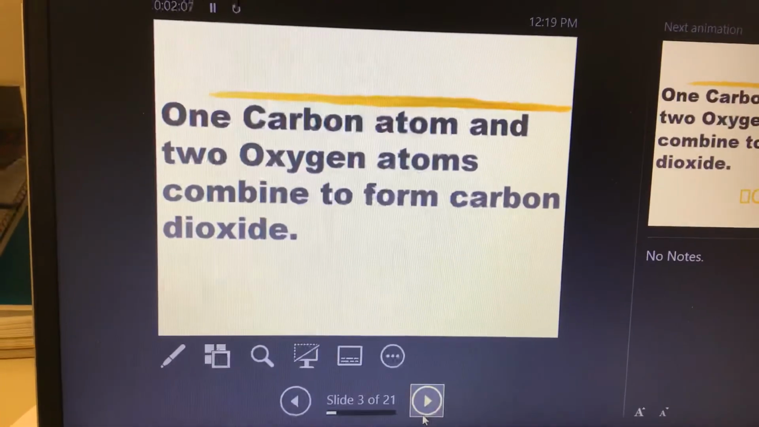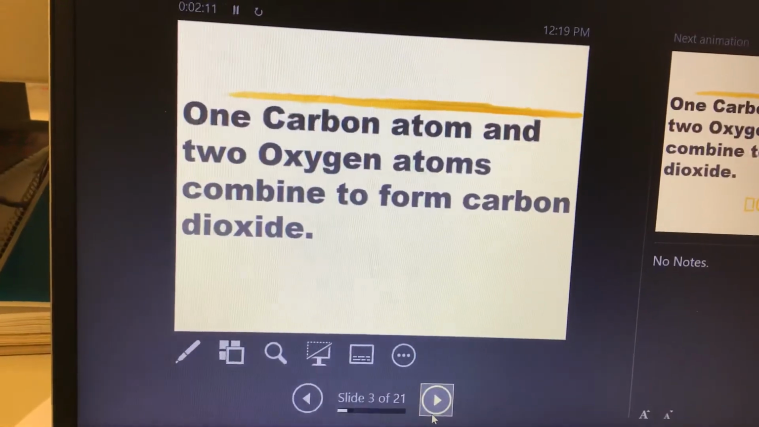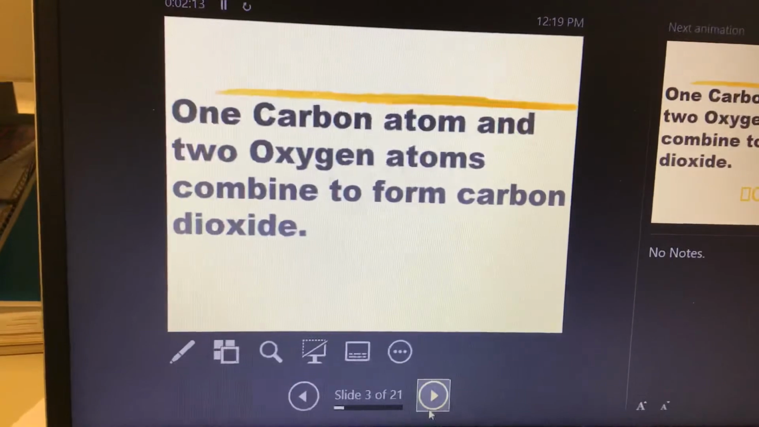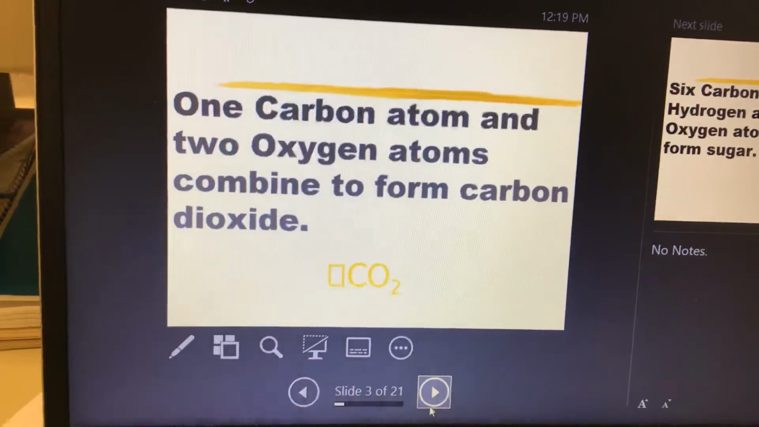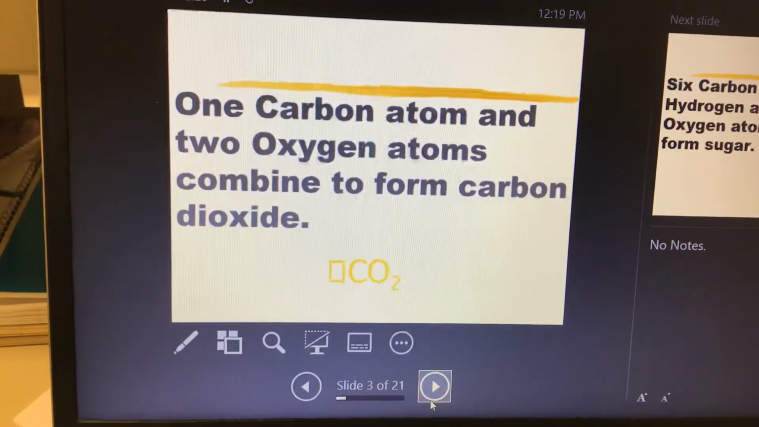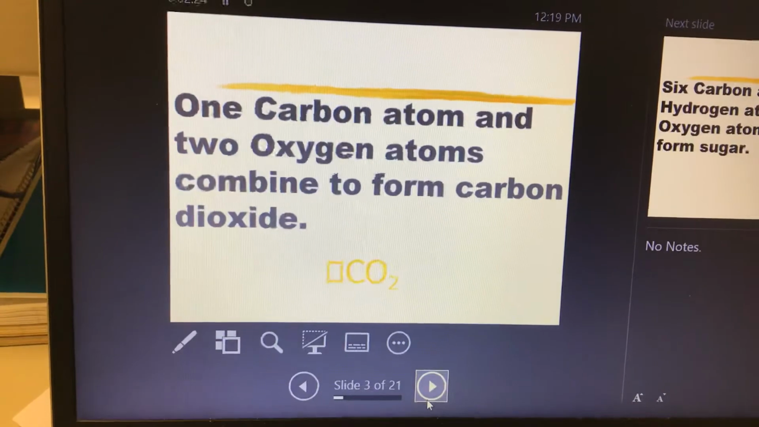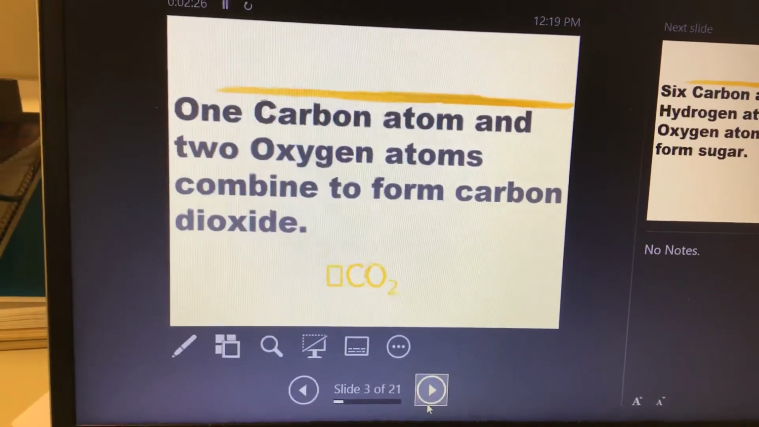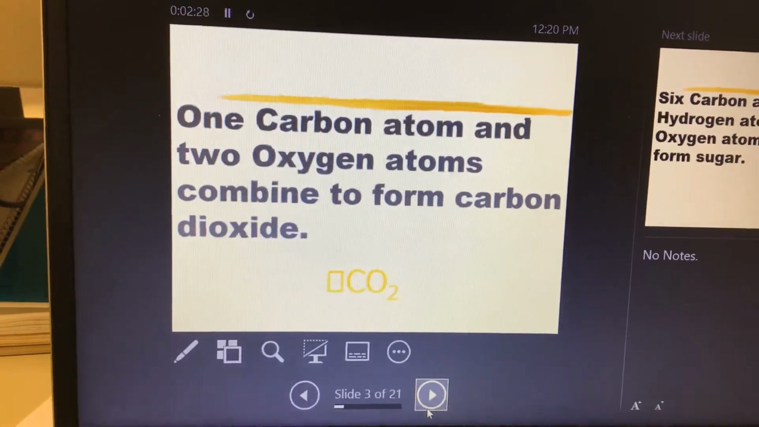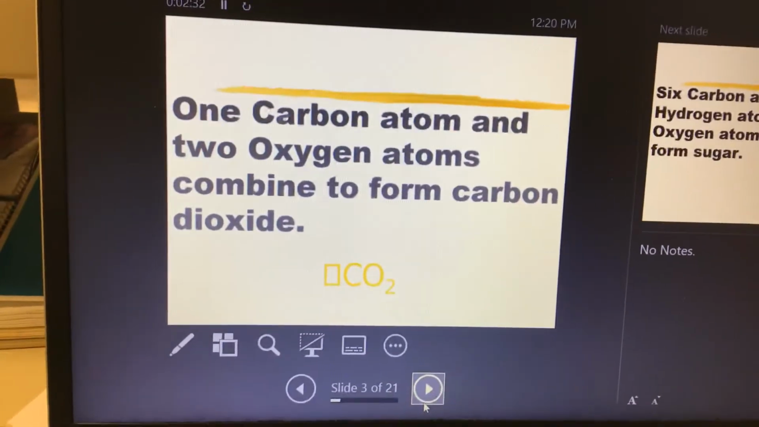Another example, one carbon atom and two oxygen atoms combine to form carbon dioxide, CO2. So one carbon, so that'd be C. If there's nothing after it, that means that's just one. Two oxygen atoms combine, so that'd be O2. So CO2, one carbon, two oxygens. Does that make sense?